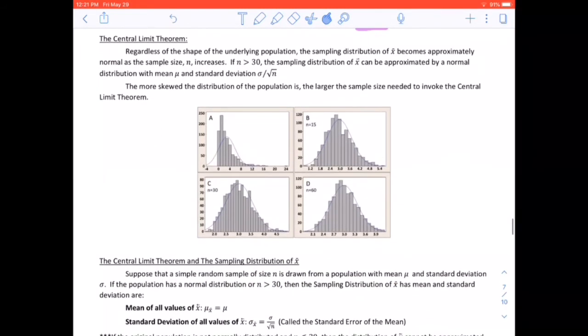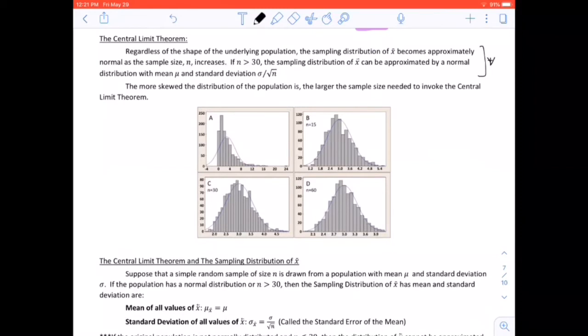Central limit theorem: regardless of the shape of the underlying population, the sampling distribution of x bar becomes approximately normal as the sample size n increases. If n is greater than 30, the sampling distribution of x bar can be approximated by a normal distribution with mean mu and a standard deviation sigma divided by the square root of n. So very important there. The more skewed the distribution of the population is, the larger the sample size needed to invoke the central limit theorem.